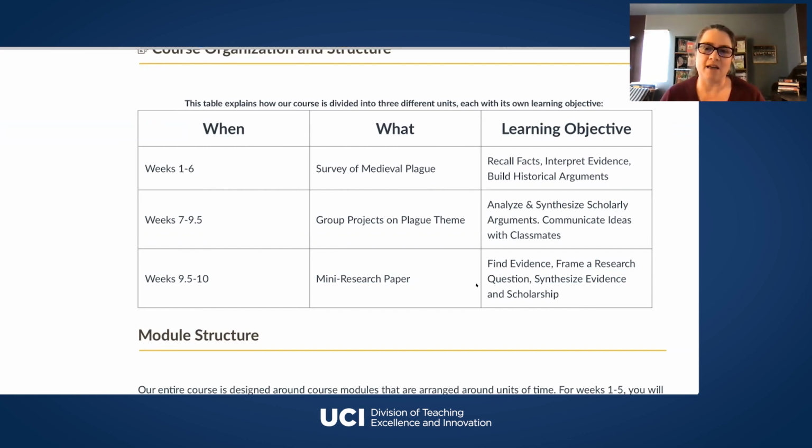So the skills that they need for that are finding evidence, framing a research question, synthesizing evidence, and scholarship. They will build that through their work during weeks 1 through 6, which is generally a survey of the medieval plague, looking at several different themed topics. This will help them get a general understanding of the facts to begin working with. These are beginners, so they begin working with interpreting historical evidence and building historical arguments, which they will do through their discussion board posts and then through their midterm exam.